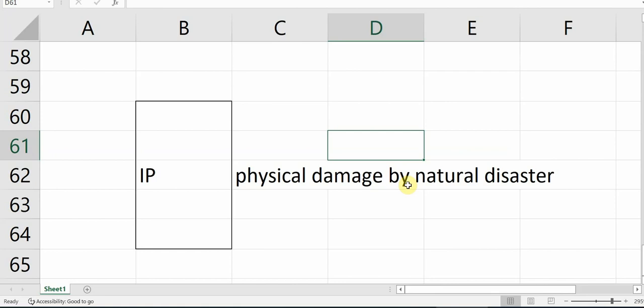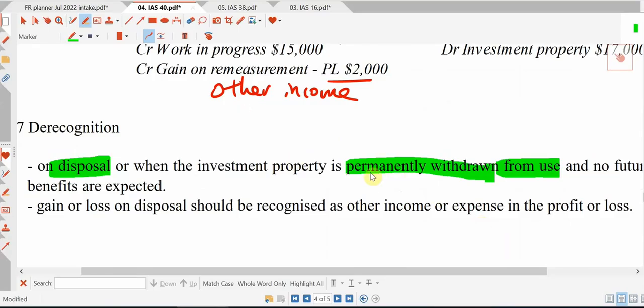Just like that. I don't know what happened to these people. Maybe they got rich already, they migrated to overseas and they were never even bothered. They got a unit in Kuala Lumpur. Yeah, that could happen. So if you have a permanent abandonment, okay, let's come back here.